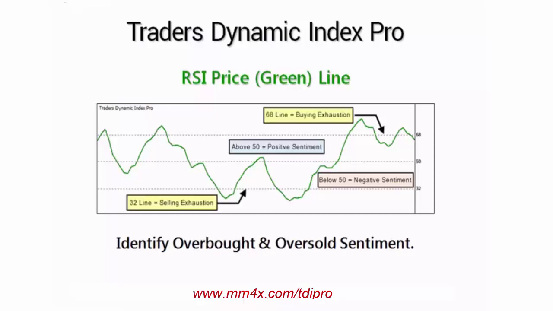One other aspect of looking at current market sentiment is identifying overbought and oversold sentiment conditions. When the green line rises up above the 68 level, this is buying exhaustion, where buyers aren't looking to buy anymore. And we expect buyers to start exiting their positions and the potential for the market to turn short. Just the opposite, when the green line drops below the 32 level, this is where sellers aren't looking to sell anymore, most likely exiting their positions, and we look for that potential turn long in the marketplace.